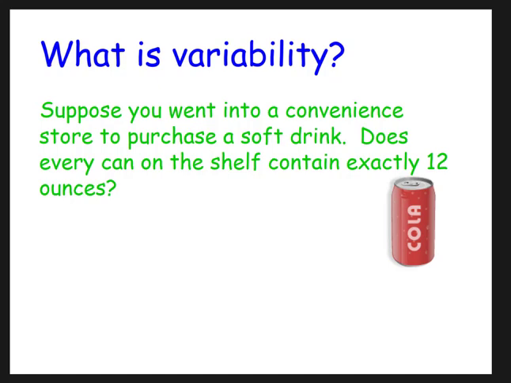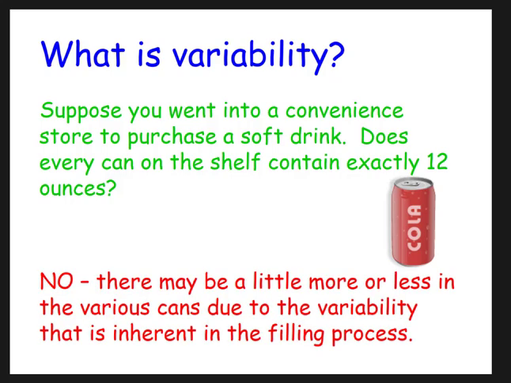You know, the machine that fills them, a little bit of dribble sticks on the end of the spout, or that extra dribble falls into the next can, or air movement takes a little bit with it, or whatever, splashes out. Always little things that might affect that. So no, they're not exactly the same because of variability.